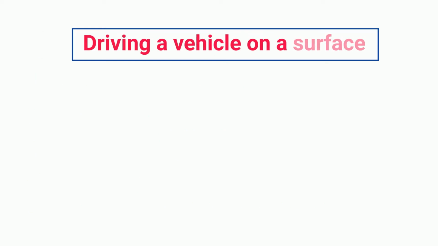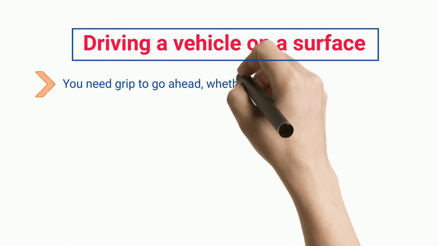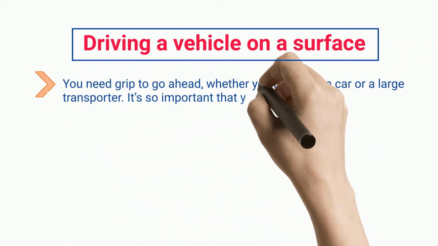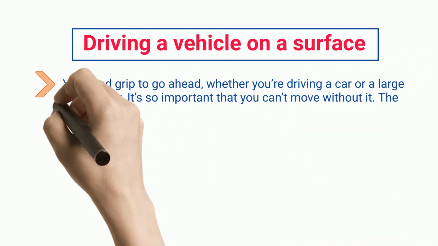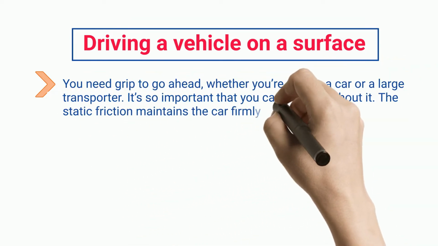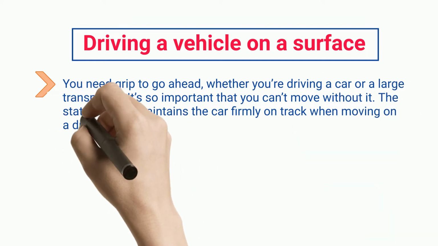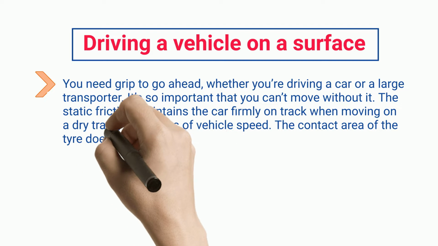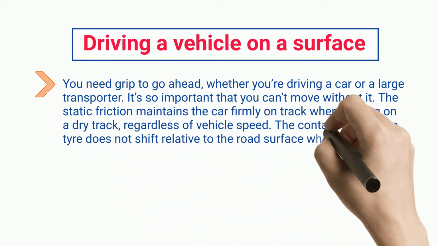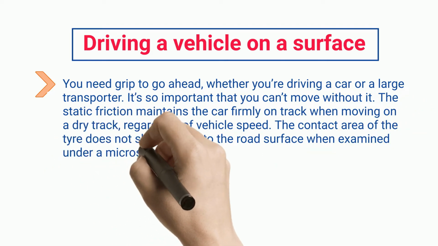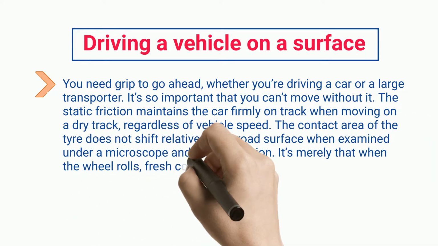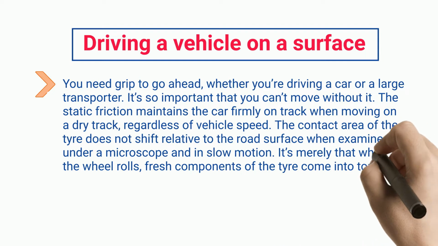Driving a vehicle on a surface. You need grip to go ahead, whether you're driving a car or a large transporter. It is so important that you can't move without it. The static friction maintains the car firmly on track when moving on a dry track, regardless of vehicle speed. The contact area of the tire does not shift relative to the road surface when examined under a microscope and in slow motion. It is merely that when the wheel rolls, fresh components of the tire come into touch with the road.